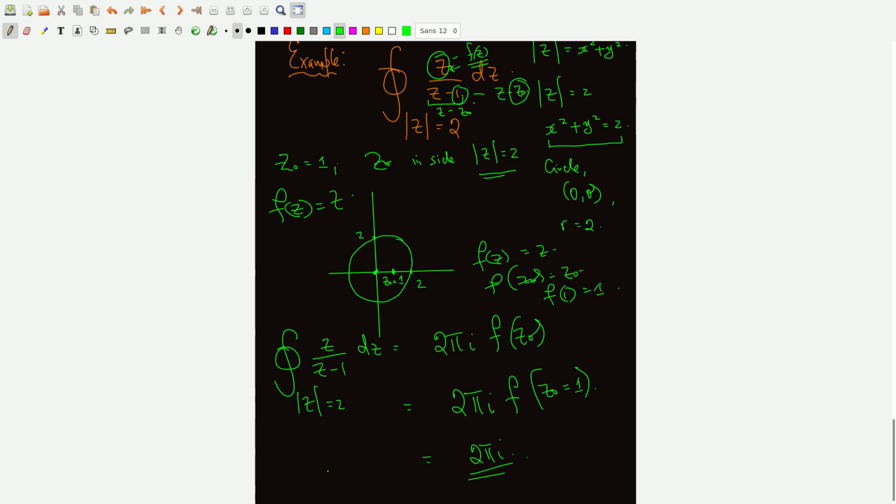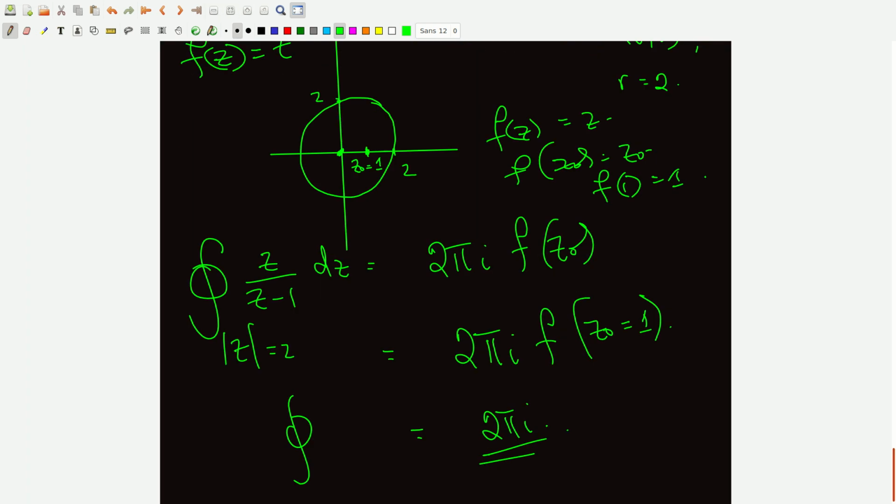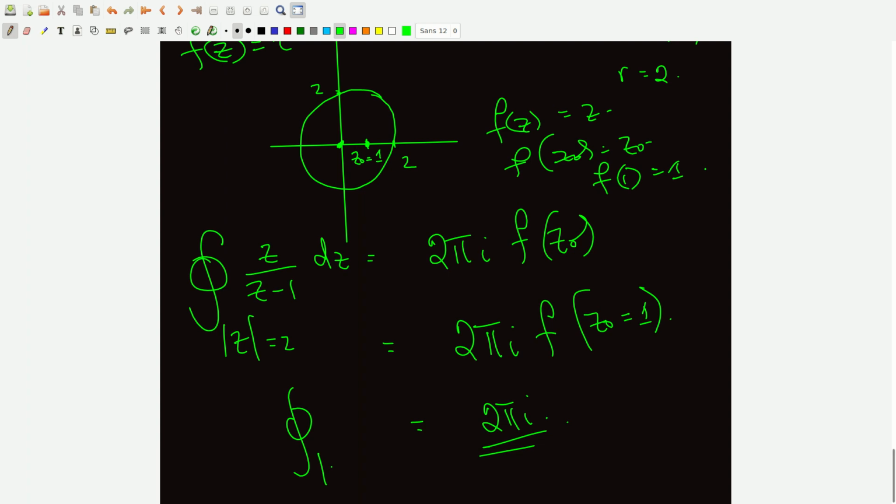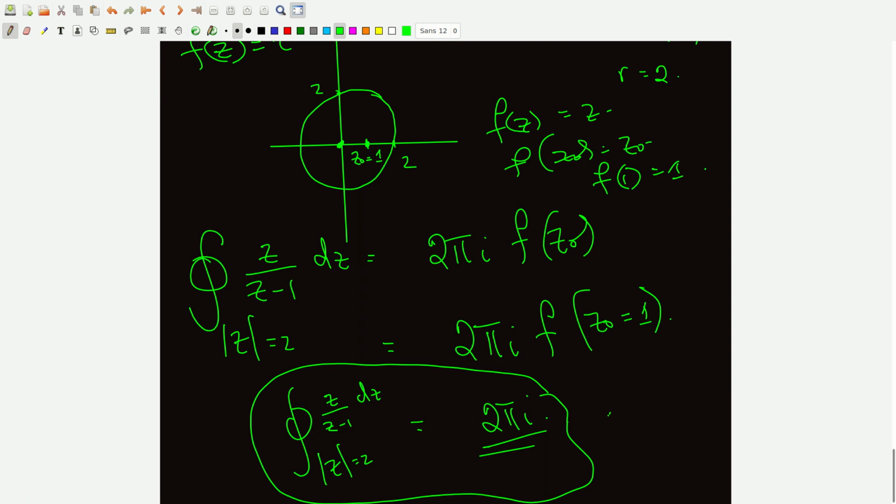So that means that the closed path integral over this path is simply equal to 2 pi i. That's it.